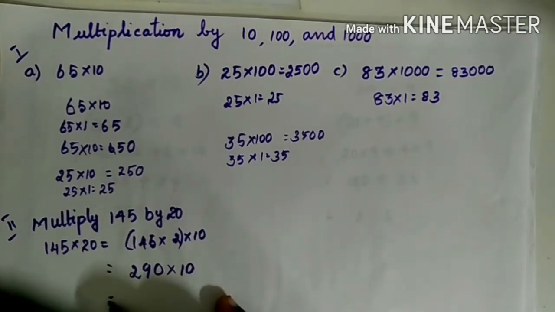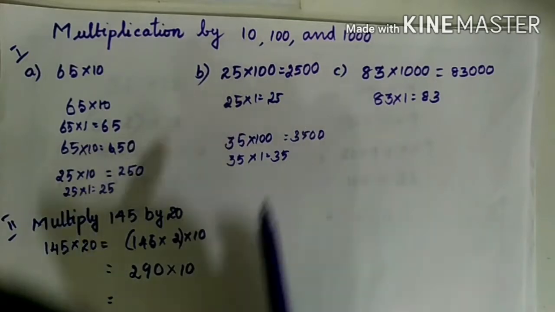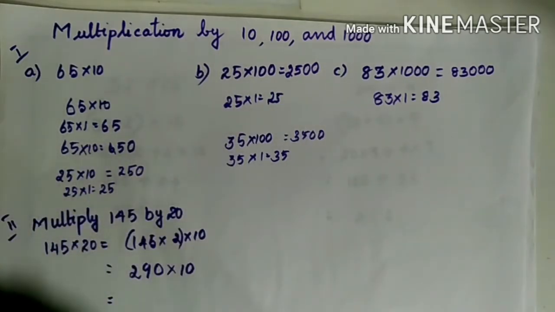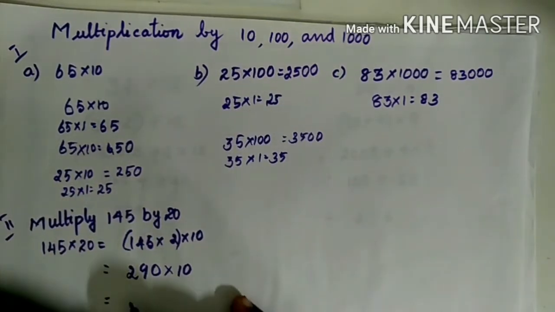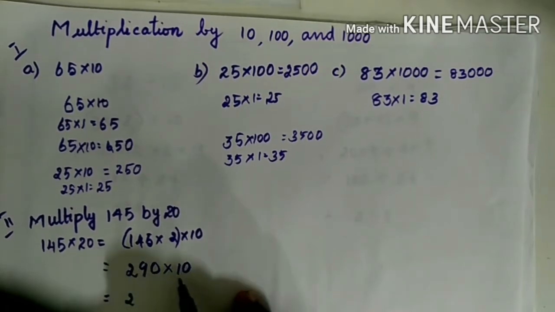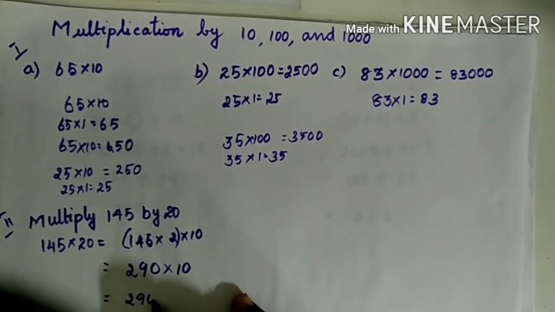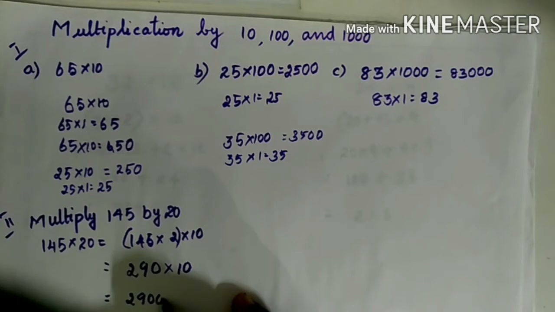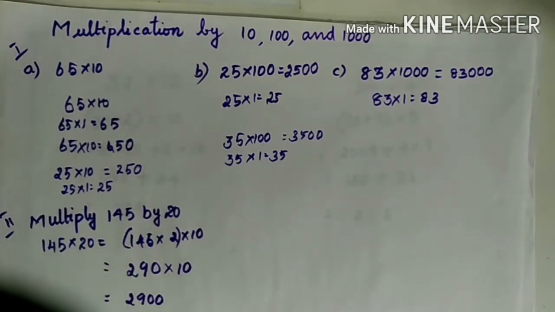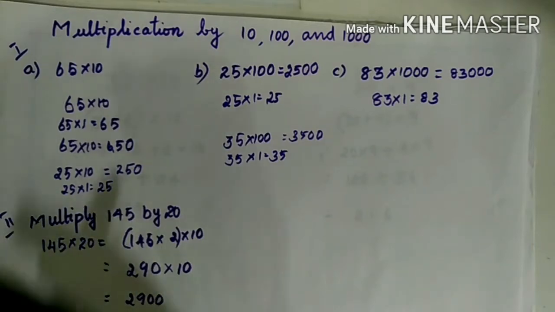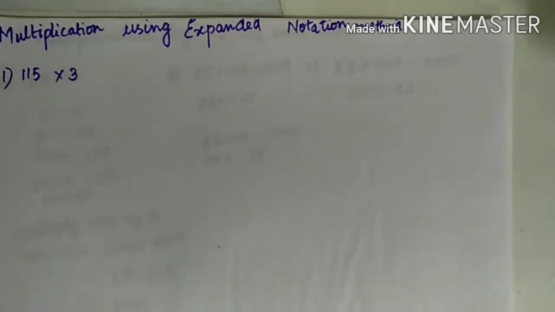So next step, the same way what we did here, we are going to do. So what is that? First 290 into 1 is 290. Then add the 0. That's all. This is the answer. How easy, isn't it? So we can try many numbers with this.